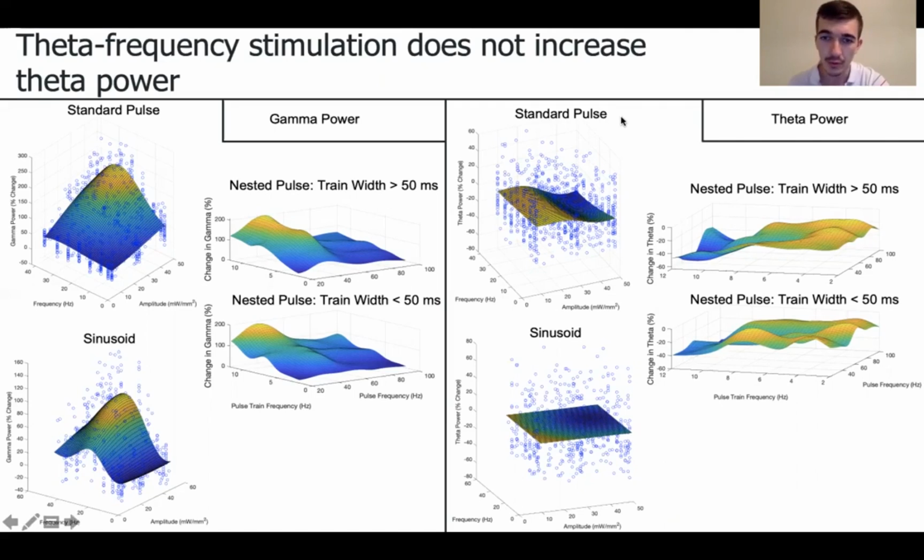When looking at the standard pulse train space, we found that the optimal stimulation parameters that increased theta power were invariant with frequency and were actually low as opposed to high amplitude, implying that the optimal way to increase this biomarker was to not stimulate at all.